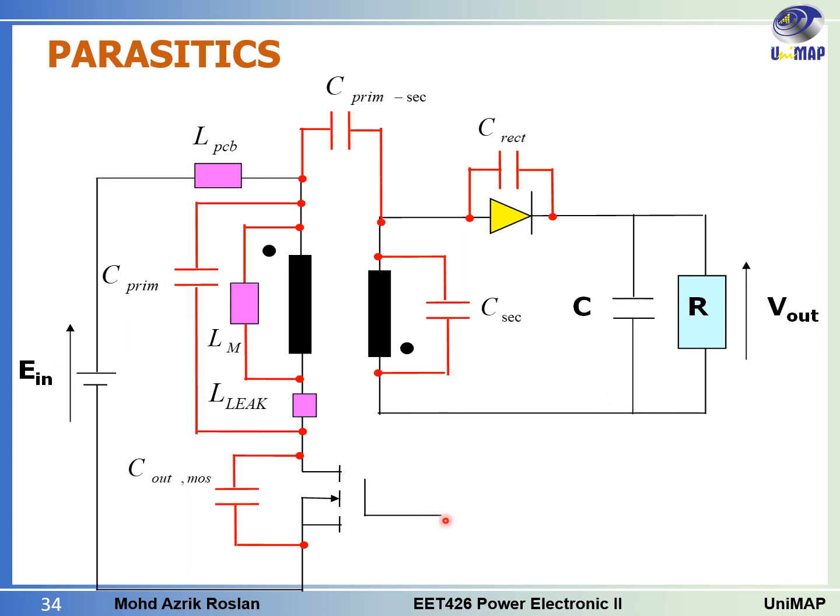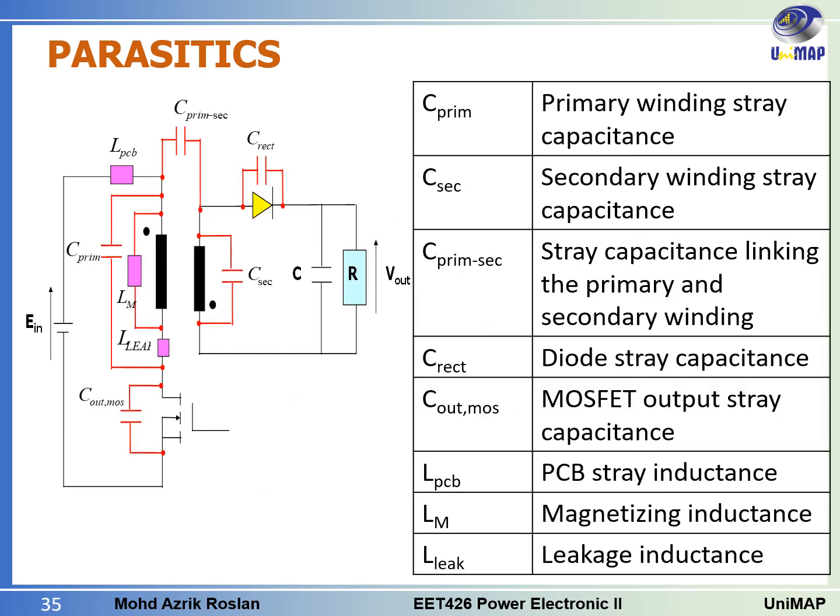Okay, so for the flyback converter, these are the parasitic elements that can occur in the circuit, and these are the names of the parasitic capacitances that you can find in the flyback converter.